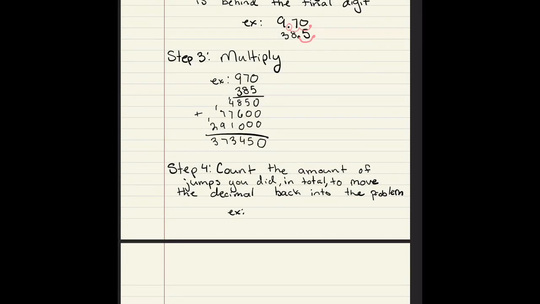Step 4 is to count the amount of jumps you did in total to move the decimals back to the problem. In total is important because we're looking at the total number of jumps we did. So let's look at the multiplication answer we got in step 3. We got 373,450.